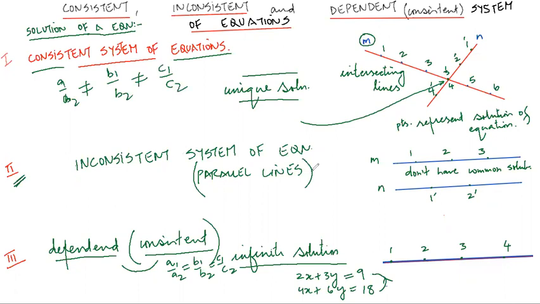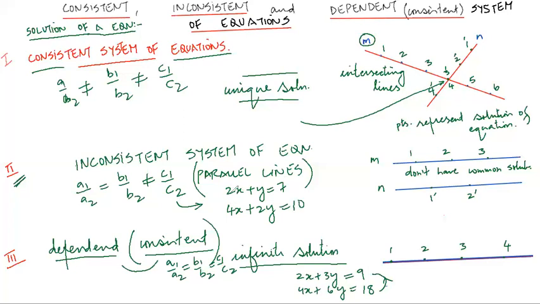In an inconsistent system of equations, they don't have any common solutions. So very interestingly, a1 by a2 will be equal to b1 by b2, but the intercept won't be the same. It will not be equal to c1 by c2. Can we give an example of this? Yes. Let's say 2x plus y is equal to 7. And then you can have, let's say, 4x plus 2y is equal to 10. You see, a1 by a2 is 1 by 2. And b1 by b2 is also 1 by 2. That is not equal to c1 by c2.